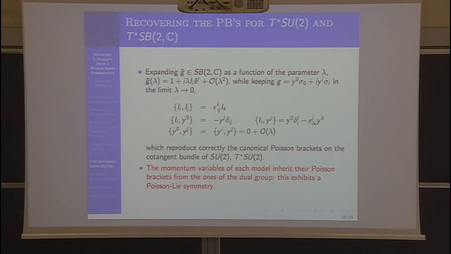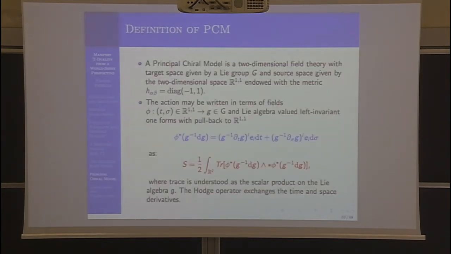Very shortly, let me only say that when we go to the principal chiral model, we find, on the contrary, a richer structure with respect to the rotor. So the principal chiral model is actually a two-dimensional field theory with target space given by the group G, and space given by the two-dimensional space R^{1,1}, so that has this flat metric defined on it.